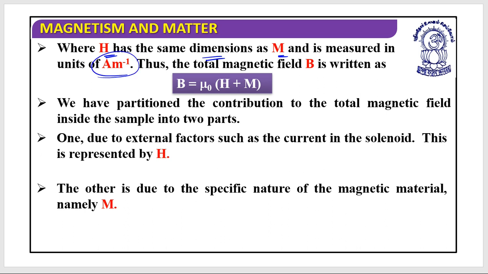Thus the total magnetic field B can be written as B equals mu naught times (H plus M). When I write this, we have partitioned the contribution to the total magnetic field inside the sample into two parts. The first is due to external factors such as the current in the solenoid, and this is represented as H. The other is due to the specific nature of the magnetic material, that we call M.